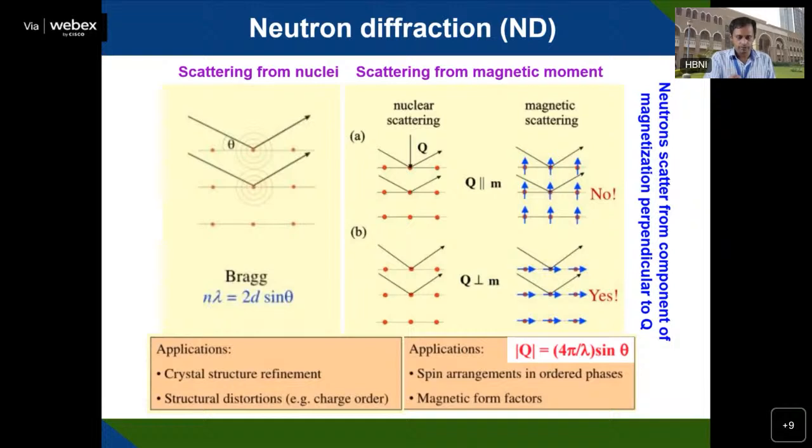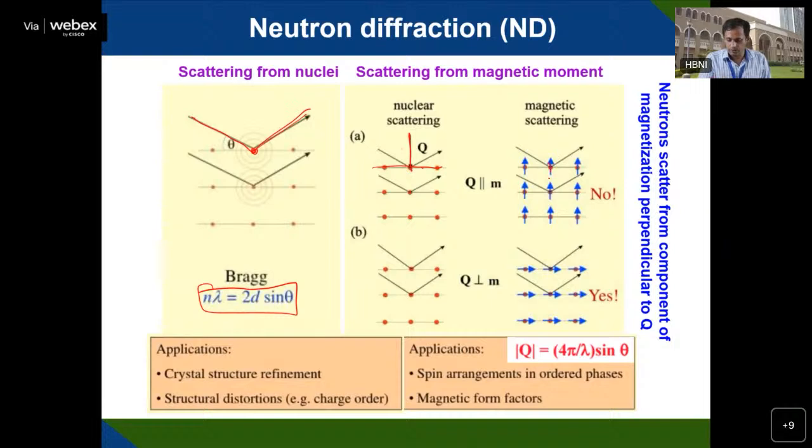If you see the nuclei, once Bragg's law is satisfied, only then will you get a diffraction, that is, scattering from the nuclei. The nuclei are here, the neutron beam falls on them, and you will get a scattering. But in the case of magnetic materials, two types of interaction come: one is nuclear scattering, one is magnetic scattering. Because in a magnetic material, the vector can be perpendicular or parallel. If it's parallel, you can see this is the intensity of the nuclear scattering in this way.